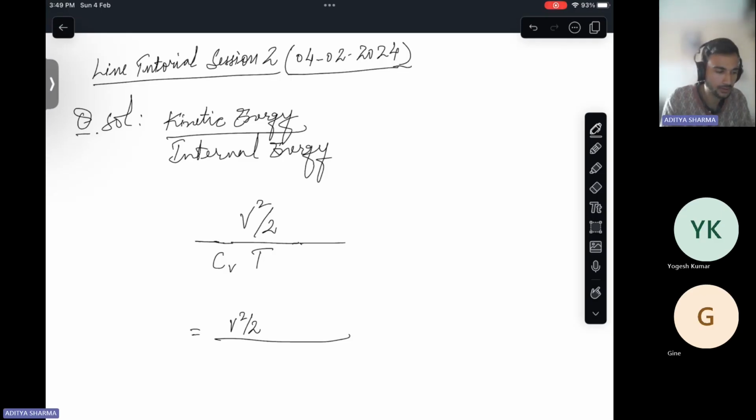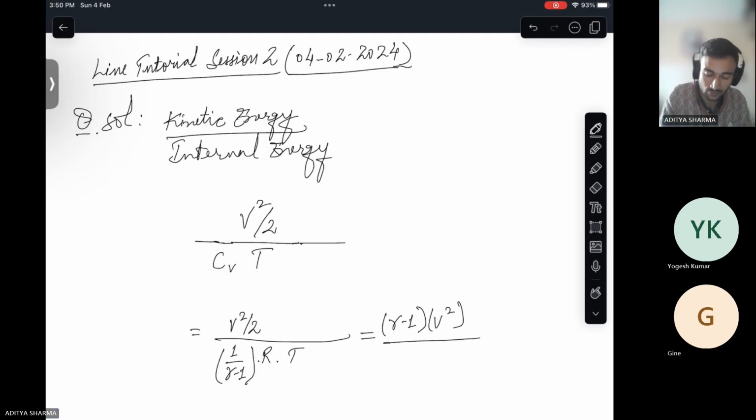this. The formula is the Cv formula in terms of gamma we have, right? That is 1 by gamma minus 1 into R. And then this T is already there. So if we rearrange the terms, keep your calculators handy. I shall ask you guys to give me values.